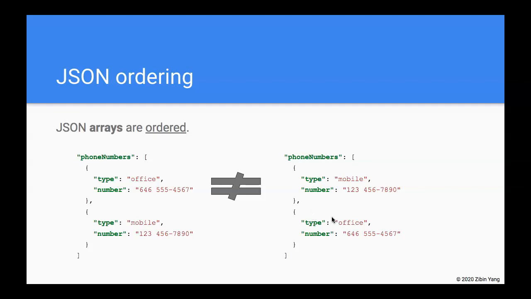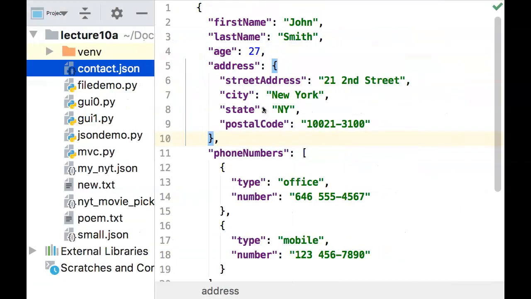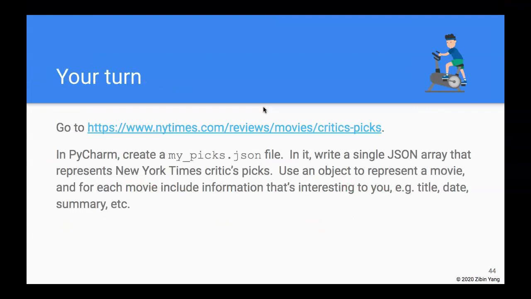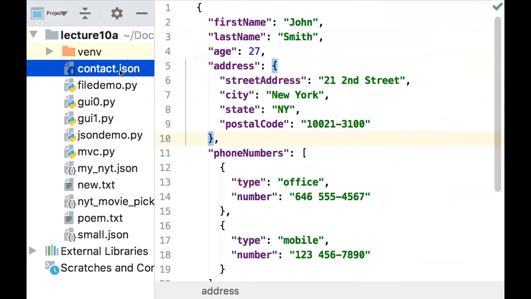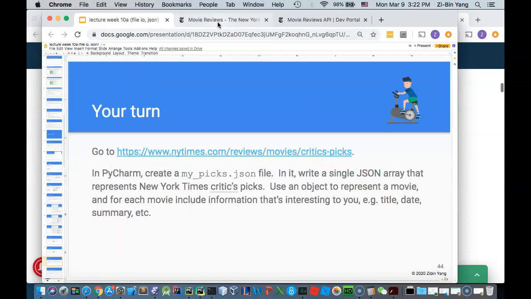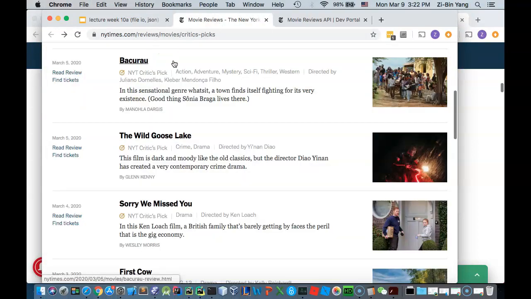So now that you have seen an example of what a JSON file looks like, I would like you to get a little practice writing one yourself. Remember, PyCharm has a decent JSON editor as long as your file has an extension of .json. So go ahead and create a file called mypics.json in PyCharm, and the content that I would like you to put in this JSON file is from the New York Times movie critics pick page.